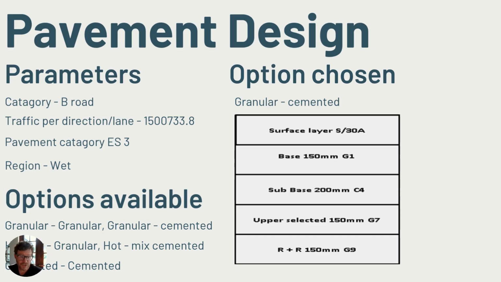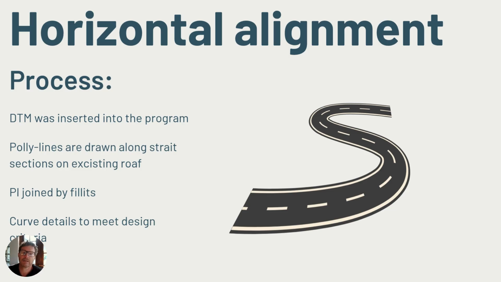The option that was chosen is a surface layer, which is a double seal of 30 millimeters asphalt, a base of 150 millimeters G1, a sub base of 200 millimeters C4, an upper selected layer of 150 millimeters G7, and rip and recompact in situ subgrade to 150 millimeters G9.